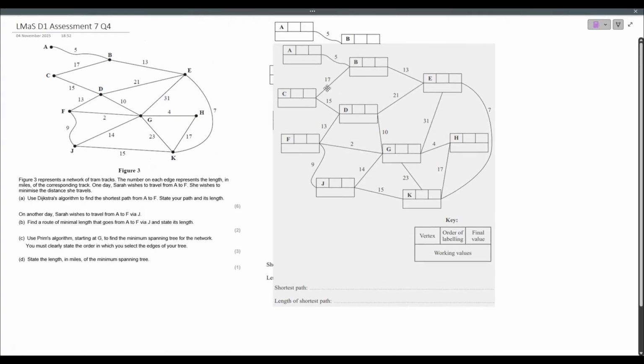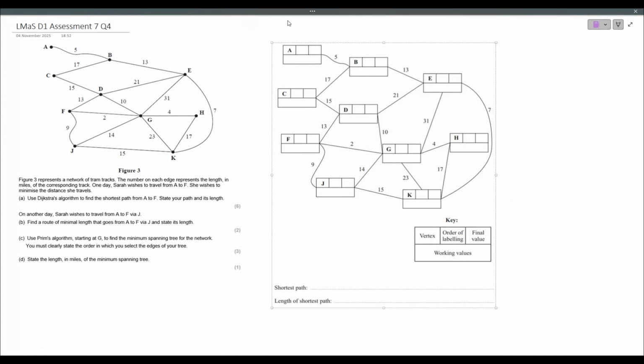Marriott Maths video. This time we're tackling question 4 from Leeds Maths School Decision 1 Assessment number 7. We're told that figure 3 represents a network of tram tracks and the number on each edge represents the length in miles of a corresponding track. One day, Sarah wishes to travel from A to F, minimising the distance that she travels, and we're asked to use Dijkstra's algorithm to find the shortest path from A to F, stating the path and its length.